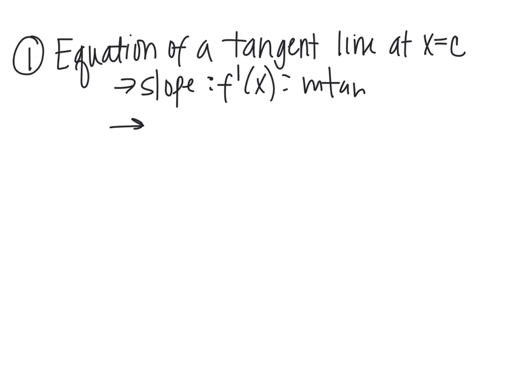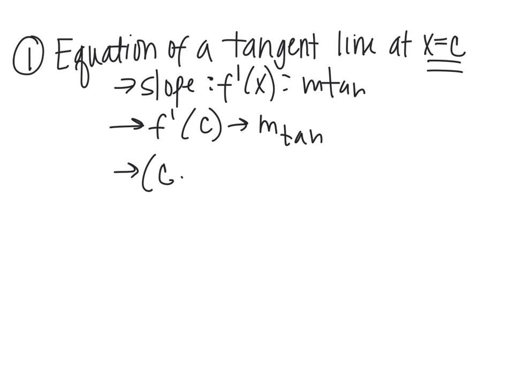We will then evaluate the slope at x equals c, whatever that value is. That's our slope of our tangent line. And then we also need the point of tangency, which could be found by using the x value and then the y value, so evaluating the function at c. So c comma f of c, that's our point. And then we will use point-slope form. At that point, you have the slope of your tangent line, you have your ordered pair, or your point of tangency, and you can write the equation of your tangent line.